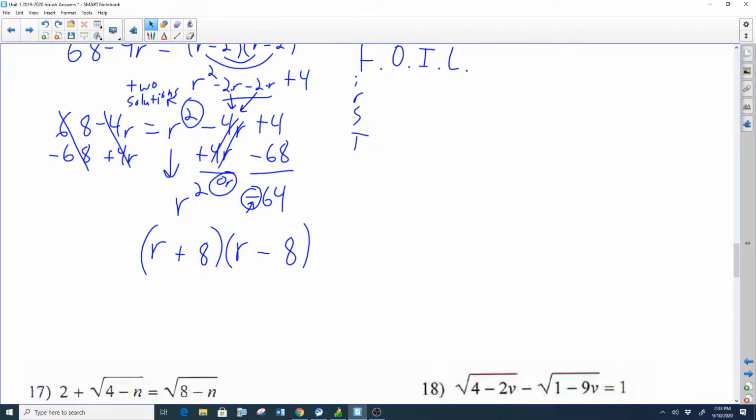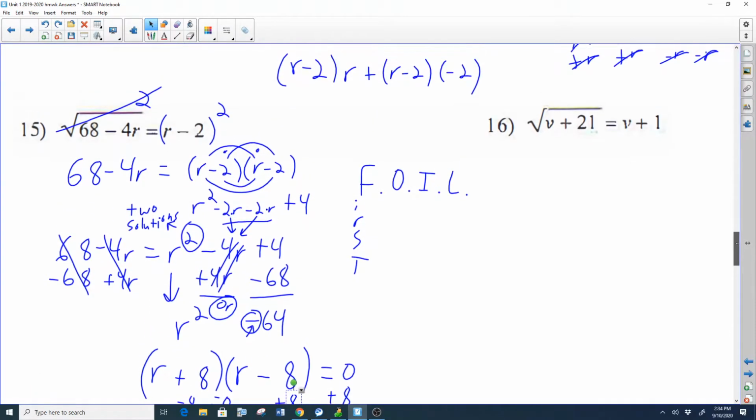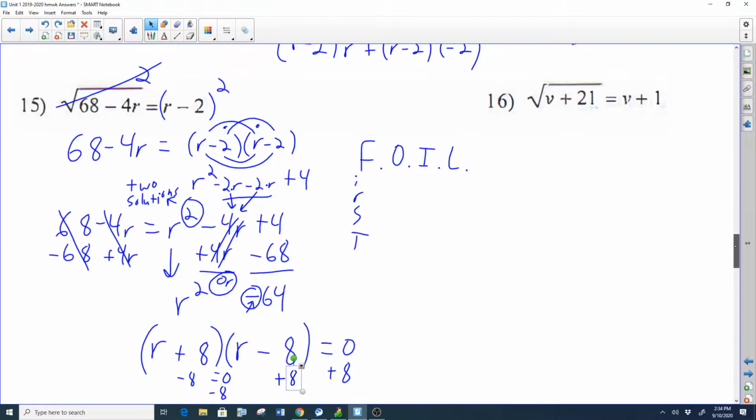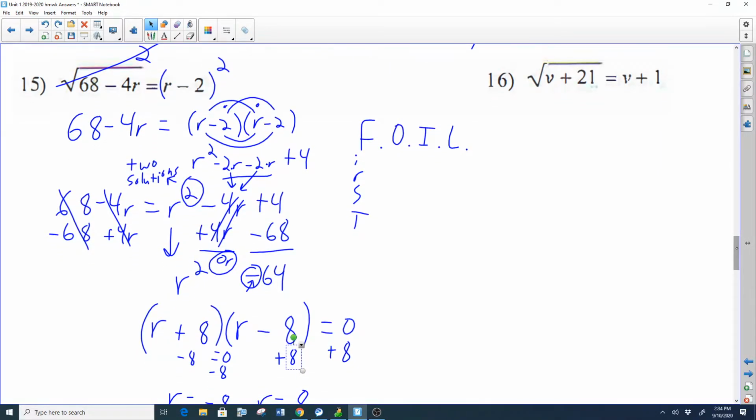Good, good, good. Now we're just going to set them each equal to 0. And so we're going to minus 8 to the other side. So we get r equals negative 8. And then we're going to add 8 to the other side. So then we get r equals a positive 8. Now I have a sneaky suspicion that sometimes the negative answers don't work, so we'll take a look and see. Okay, let's see here. Uh-oh. So I'm pretty sure the positive 8 is going to work.